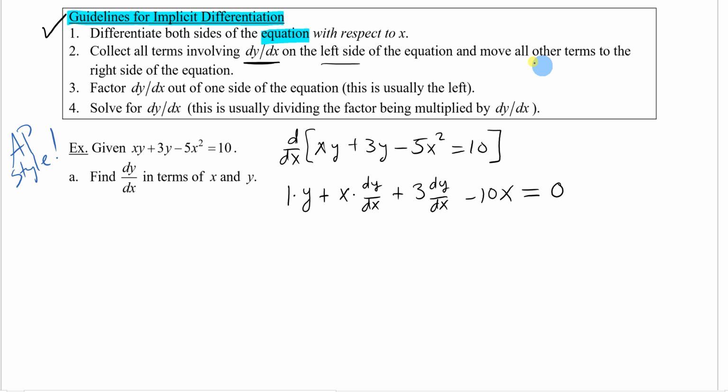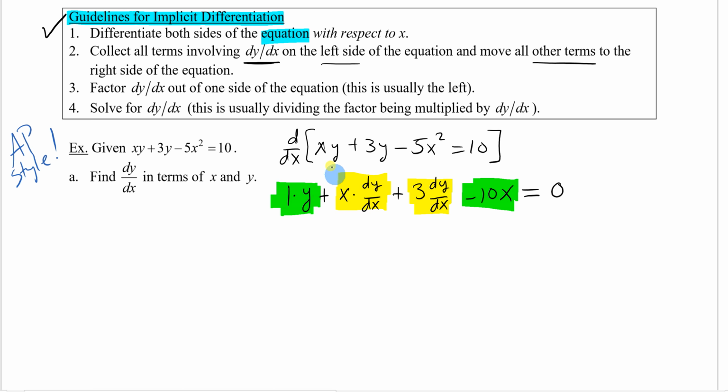Now, step 2, collect all the terms involving dy dx on the left side of the equation and move all the other terms, the terms that do not involve dy dx, to the right side of the equation. To illustrate this, I'm going to highlight my dy dx terms in yellow, and I'll highlight the non-dy dx terms in green. So I'm going to separate the yellow from the green, and I'm going to stick with the rules here. Left side dy dx, right side non-dy dx.